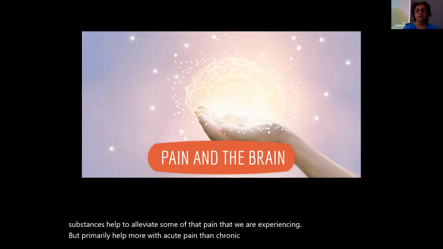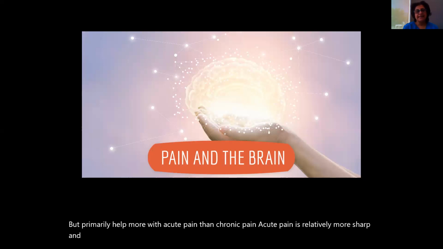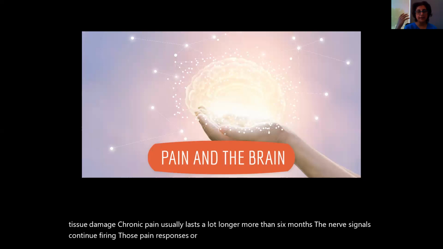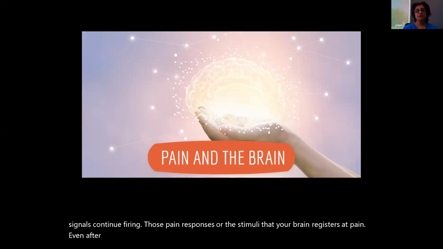Acute pain is relatively more sharp and severe. It typically lasts anywhere up to 3 to 6 months, and it's usually related to tissue damage. Chronic pain usually lasts a lot longer, more than 6 months. The nerve signals continue firing those pain responses, or the stimuli that your brain registers as pain, even after you think that you've healed that tissue.